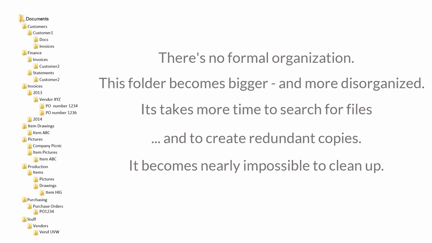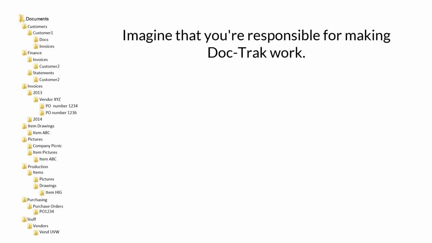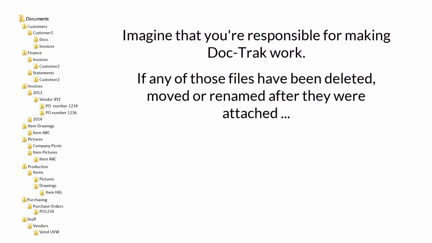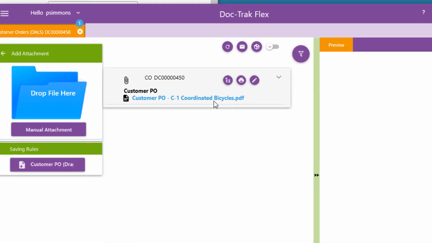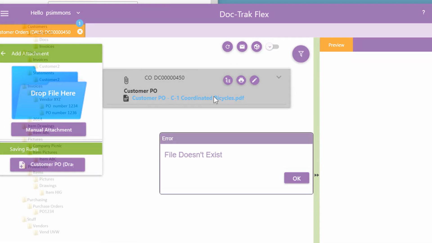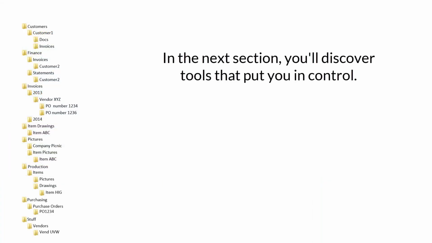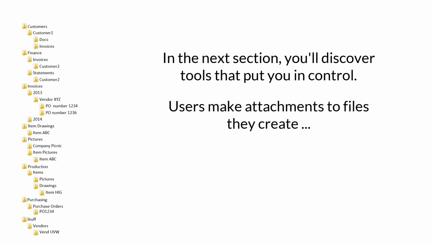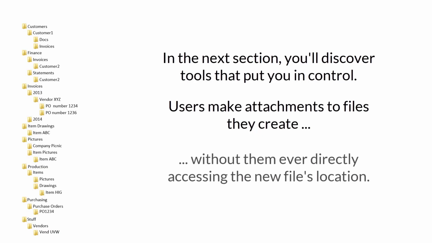Okay, this is bad enough. But imagine that you're responsible for making sure that DocTrack works. So if any of those files have been deleted, moved, or renamed after they were attached, the user is going to get an error message when they try to open it in DocTrack. Well, in the next learning section, you'll discover that DocTrack provides some very clever tools that put you in total control. It allows users to make their own attachments to brand new files that they create without them ever directly accessing the new file's location.